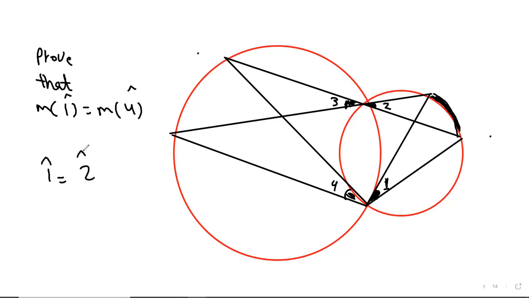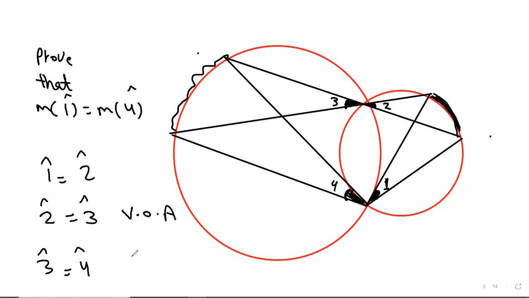And measure of angle 2 equals the measure of angle 3, two vertically opposite angles. And measure of angle 3 equals the measure of angle 4. Do you know why? They are two inscribed angles drawn on the same arc in this circle. So measure of angle 3 equals measure of angle 4, inscribed angles drawn in the same arc. From that, we reach a conclusion, which is 1 equals 2 equals 3 equals 4, and then 1 equals 4. That's it.